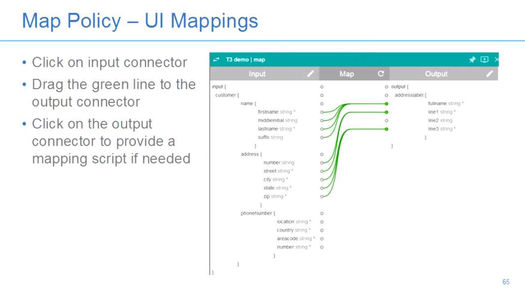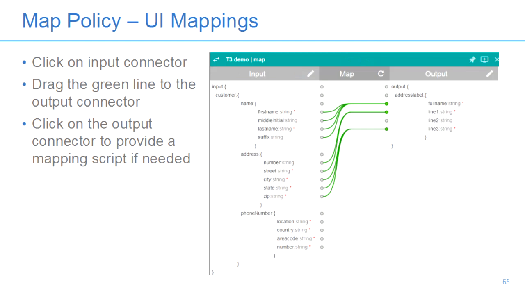So here I've defined my kind of contrived sample. I have an input. I've put in the whole schema for both an input and an output. So I've got my customer data that has my name and address and phone number. I'm generating an output label, so I've got just my full name, address line 1, line 2, and line 3. And you can see that I've actually created wires between each of the input fields. For example, for name, all 4 input fields all map to the full name.